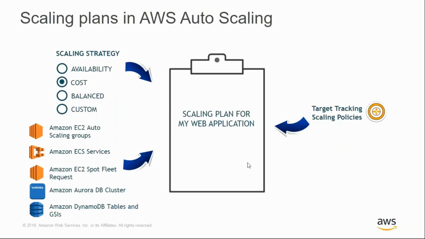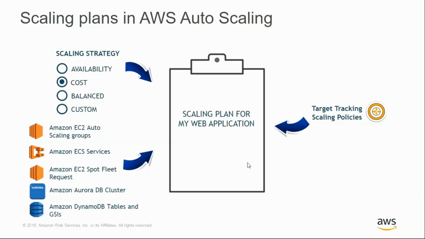What does a scaling plan look like? Using a scaling plan, you can select a scaling strategy, which can either be a predefined one, such as you want to optimize for availability or optimize for cost or balance between the two, or you can define your own custom strategy. You can even select a different scaling strategy for each of the resource types. So if you want to have a separate strategy for your Dynamo tables than your auto scaling groups, you can do that.